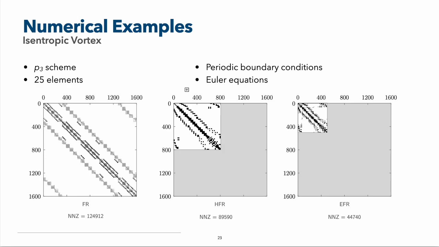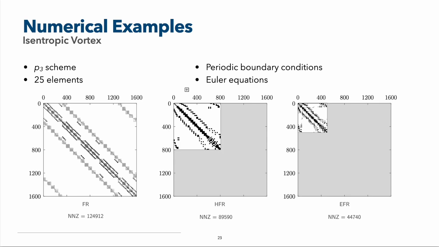An interesting result that we can observe from this numerical experiment is a density view of these global operators for one of the grid refinement levels of the isentropic vortex problem. And again, we consider a P3 scheme, which is fourth order. We consider from left to right the conventional FR method, followed by HFR and then EFR method, where we observe a reduction of 3 in the total number of non-zero entries when we use EFR methods. And for an unstructured grid, this difference would be larger as the number of non-zeros in FR, on the left, would increase.